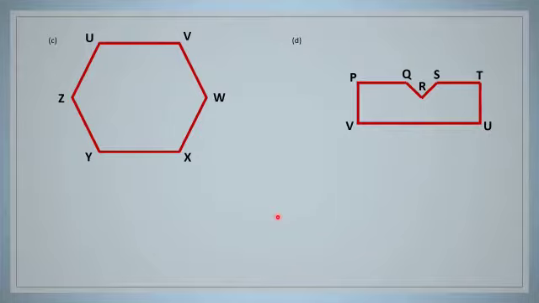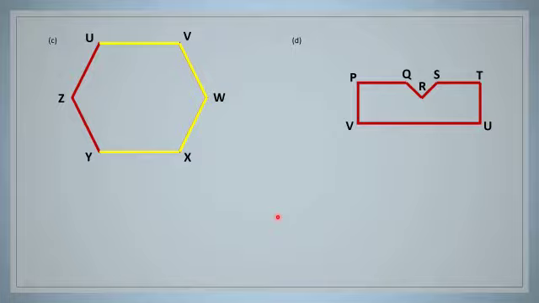Let's move on to the third figure. In the third figure, the first line segment is UV. Next, VW. The third one is WX. Fourth is XY. Fifth, YZ. And ZU will be the sixth line segment. So there are a total of 6 line segments in this figure.